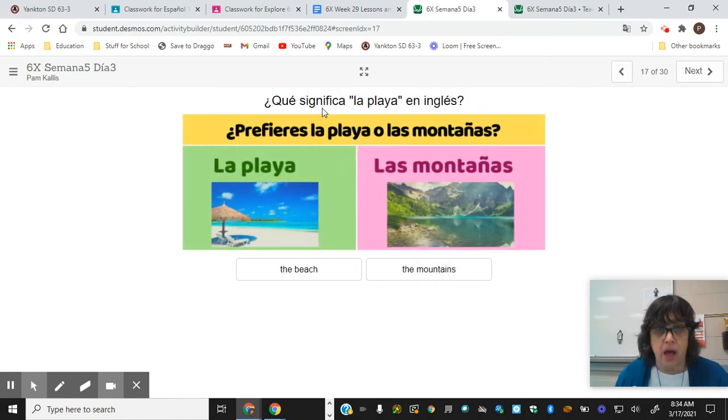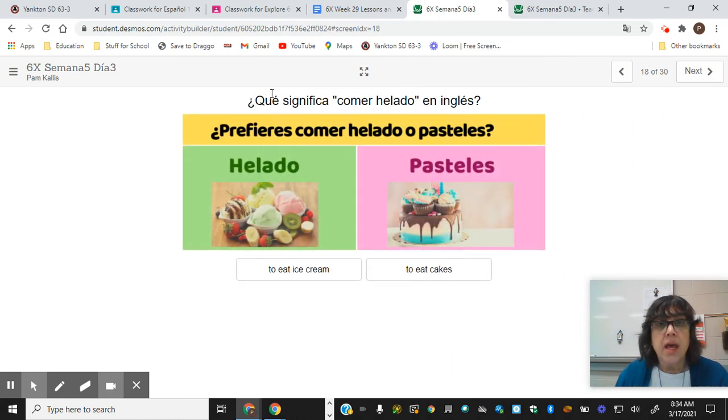¿Qué significa la playa? La playa. So I said playa and I said montañas. What does playa actually mean? The beach. ¿Qué significa comer helado? Comer helado. To eat ice cream or to eat cakes? Yeah, to eat ice cream.